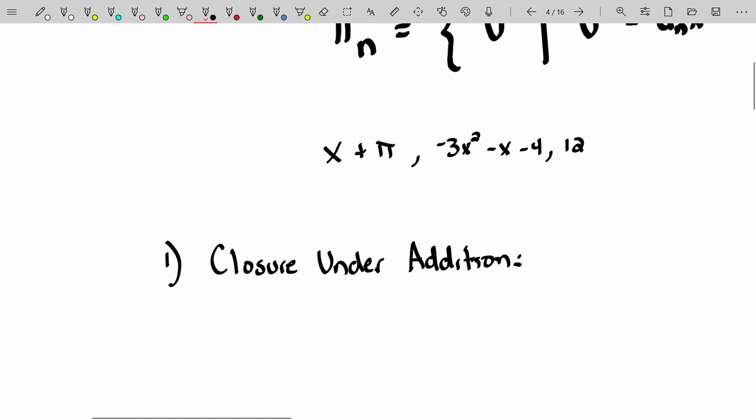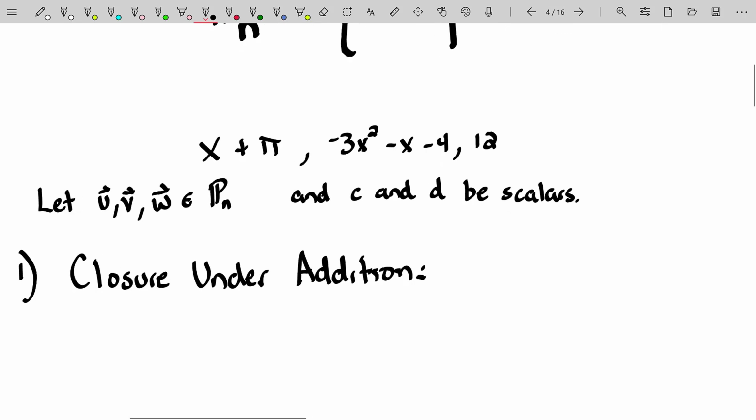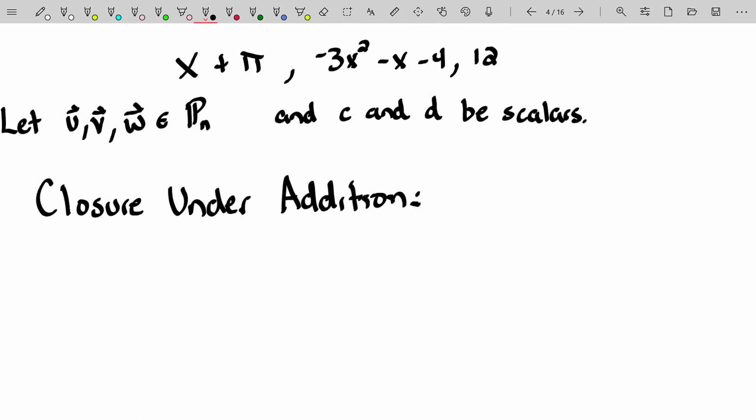And in fact, I'll start with the statement up here. Let u, v, and w be vectors, or in other words, polynomials in the set P sub n. I was just going to say in the vector space P sub n, but we don't know that is a vector space yet. So let u, v, and w be vectors within that set P sub n, and let c and d be scalars. Without even using u and v, I could talk about closure under addition.